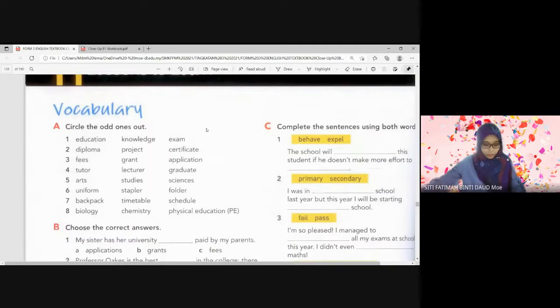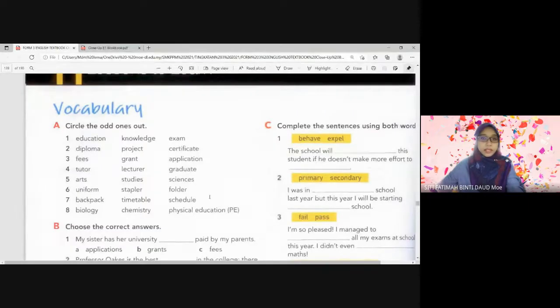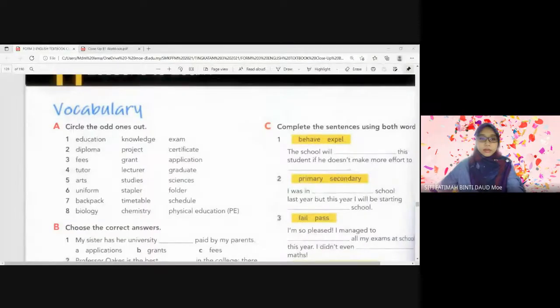The first one we have education, knowledge, and exam. Which one doesn't belong to the group? They carry the same meaning. Exam. Very good. Exam. Okay.